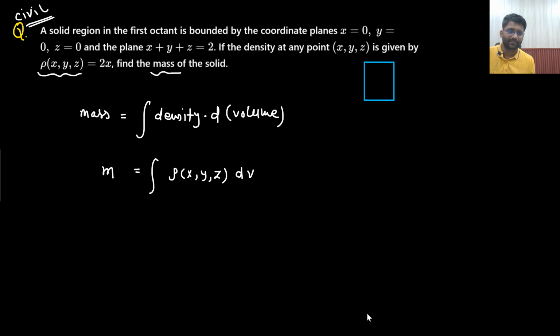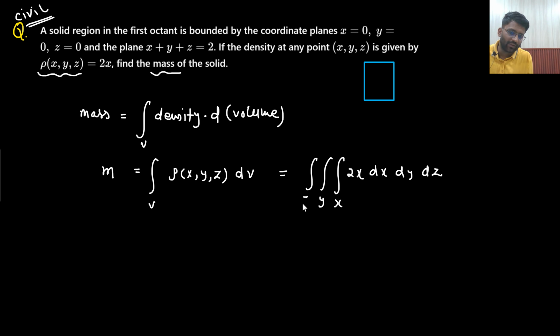That's it. Okay. So what will be your mass? Sir, mass will be nothing but rho of x, y, z, which is given as 2x. What will be the volume in the xyz plane? That will be dx dy dz. And sir, since we are taking the volume, we need to take the triple integration over the volume V. We need to put the limit of x, the limit of y, and the limit of z.